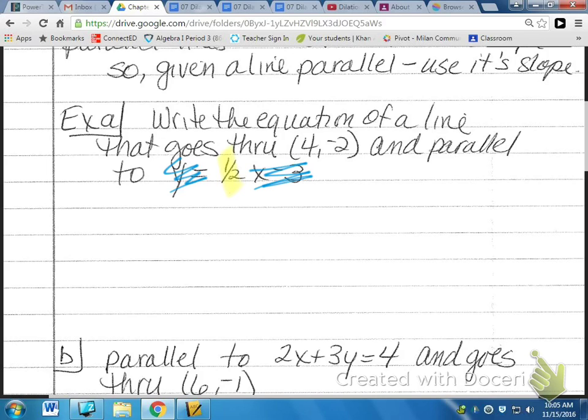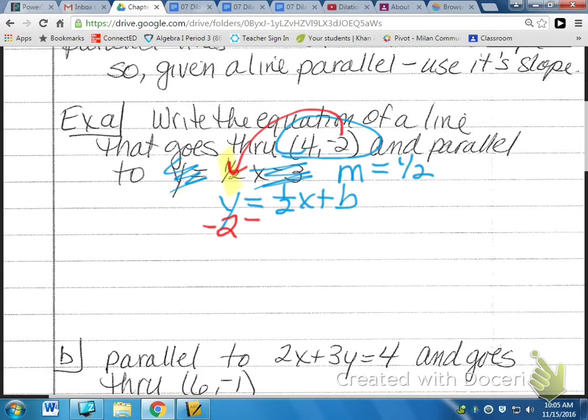Basically, what I would do if I were you is I would just say m equals 1/2 and then mark out the whole thing. Forget about that line. You no longer need it. You only use the line for the slope. Once you get the slope, you have y equals 1/2 x plus b. Then you have to use this point that they gave us. Well, I'm going to plug in y of -2 right here, and I'm going to plug in 4 for the x right here.